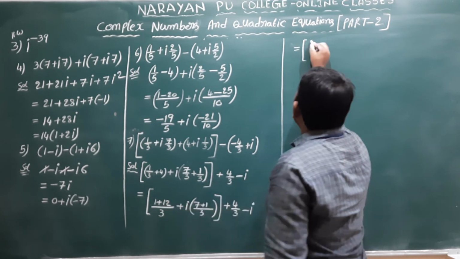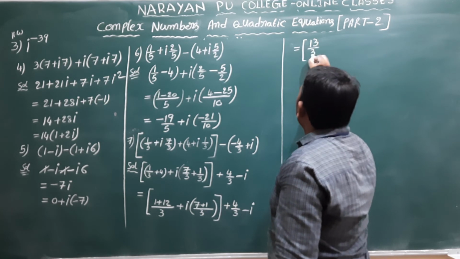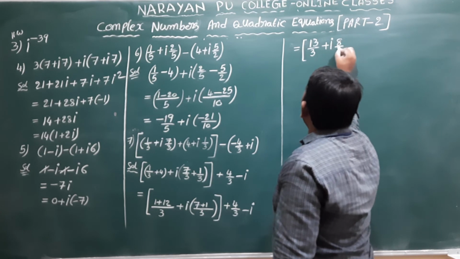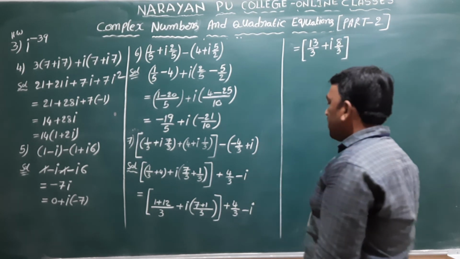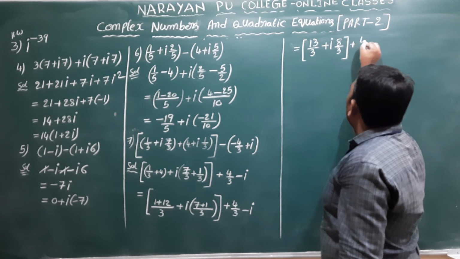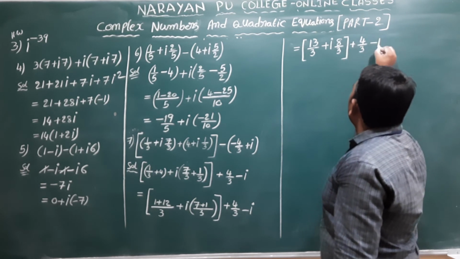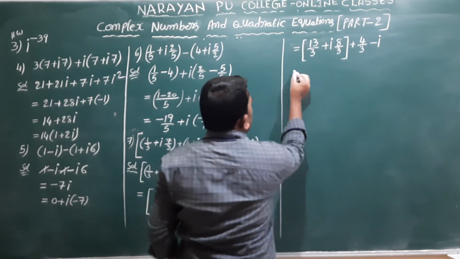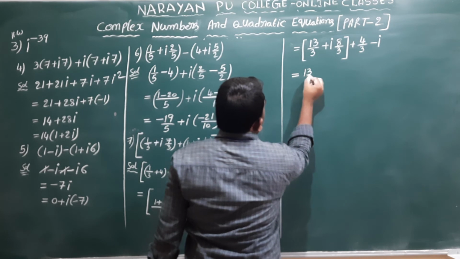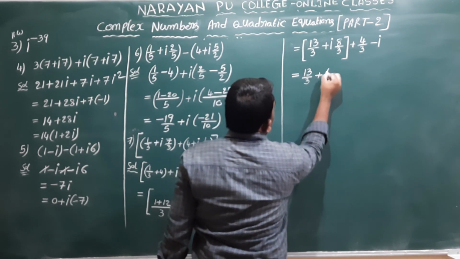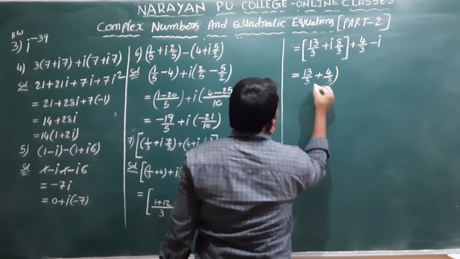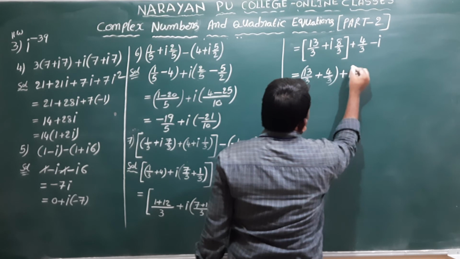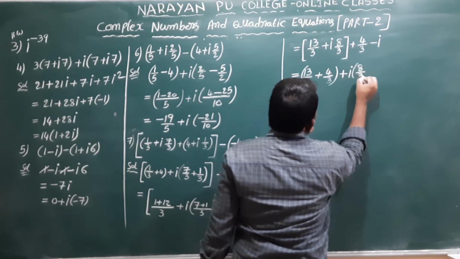So 1 plus 12 is 13 by 3, plus 7 plus 1 is 8, i into 8 by 3, plus 4 by 3 minus i. Now again, here the real parts you can take separate: 13 by 3 plus 4 by 3, the real part of the complex numbers, that is. Next, here the imaginary part you can take separate: i into 8 by 3 minus 1.